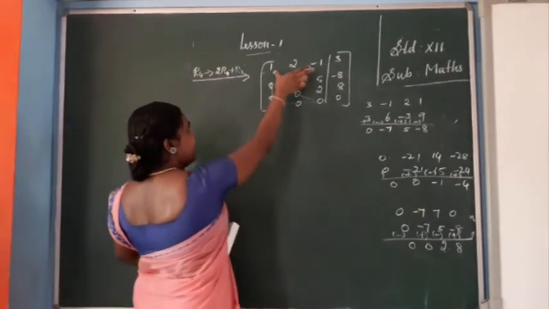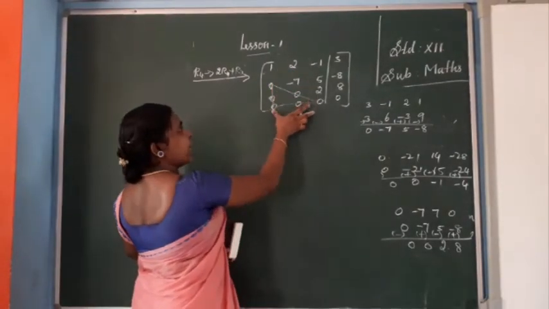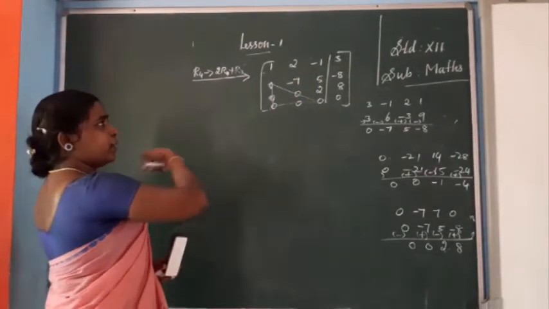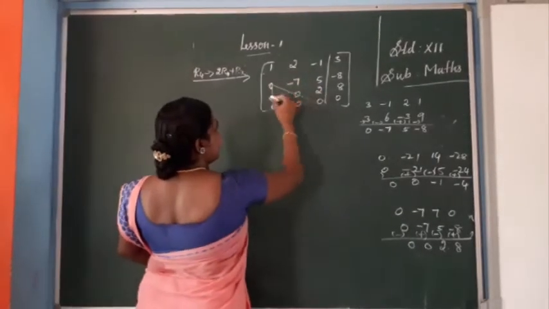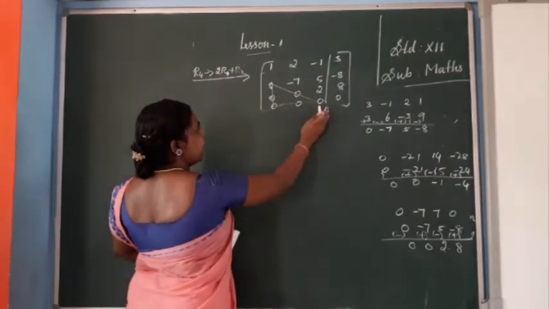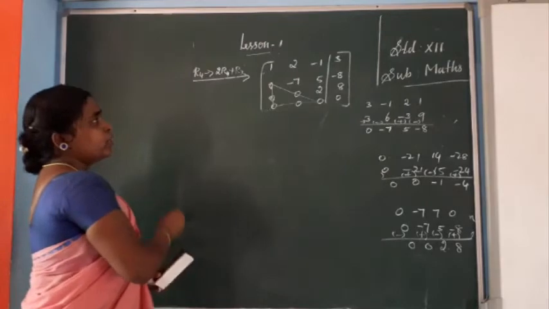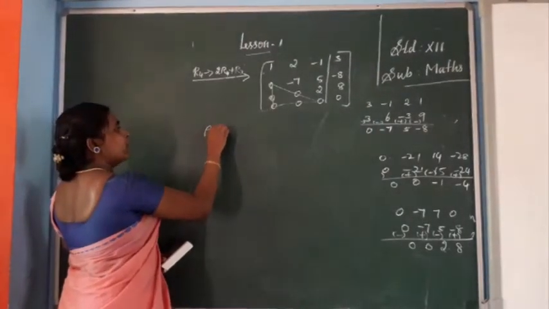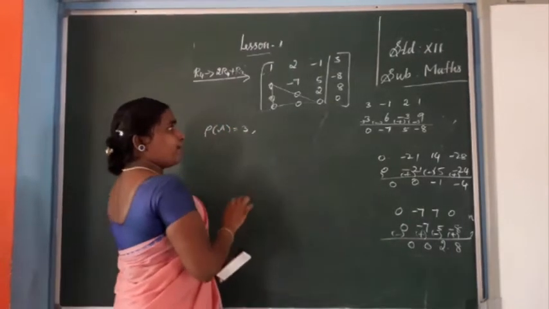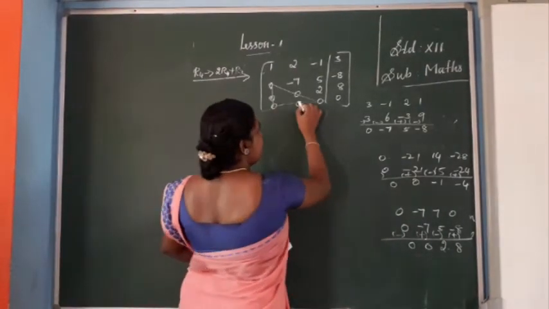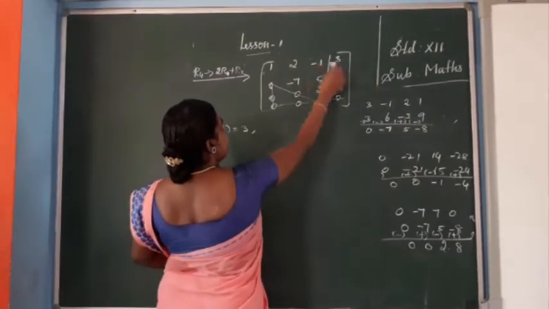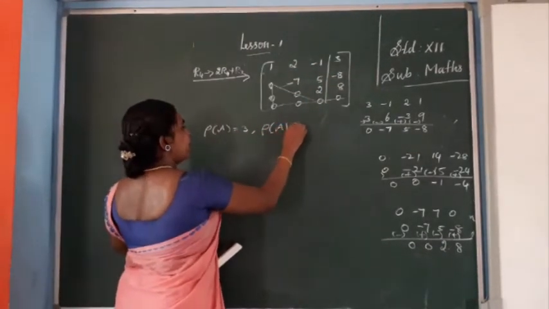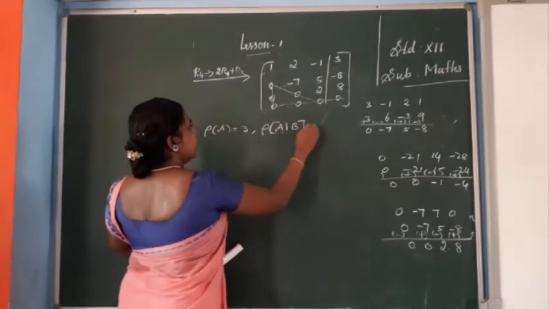Rank of A means first you have to see the first 3 columns and their number of non-zero rows. How many rows are non-zero? First row, second row, and third row. In the last row all the elements are 0, that is a zero row, isn't it? So the number of non-zero rows is 3. So rank of A equals 3. Next, rank of AB. In rank of AB also, the last row is fully 0, so 1, 2, 3. So rank of AB is also 3.